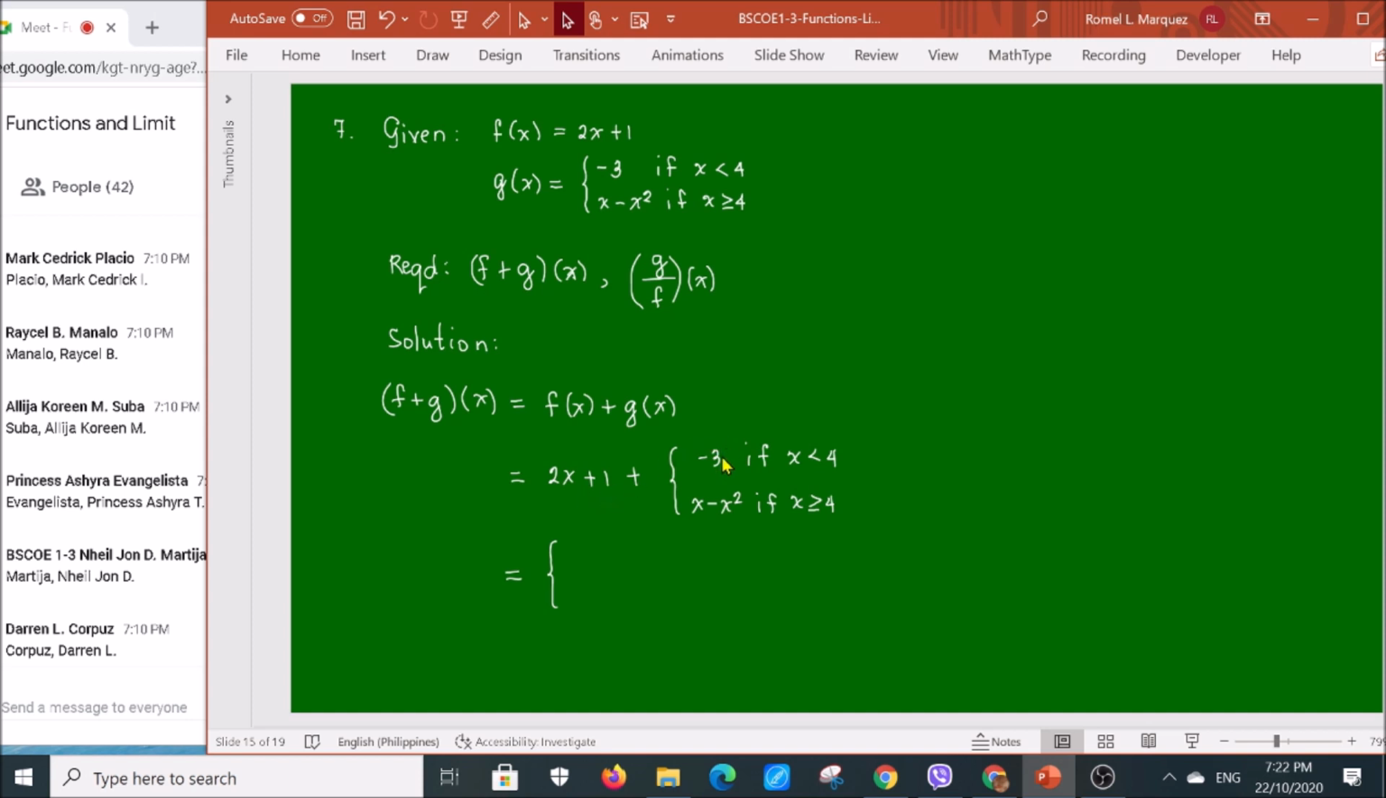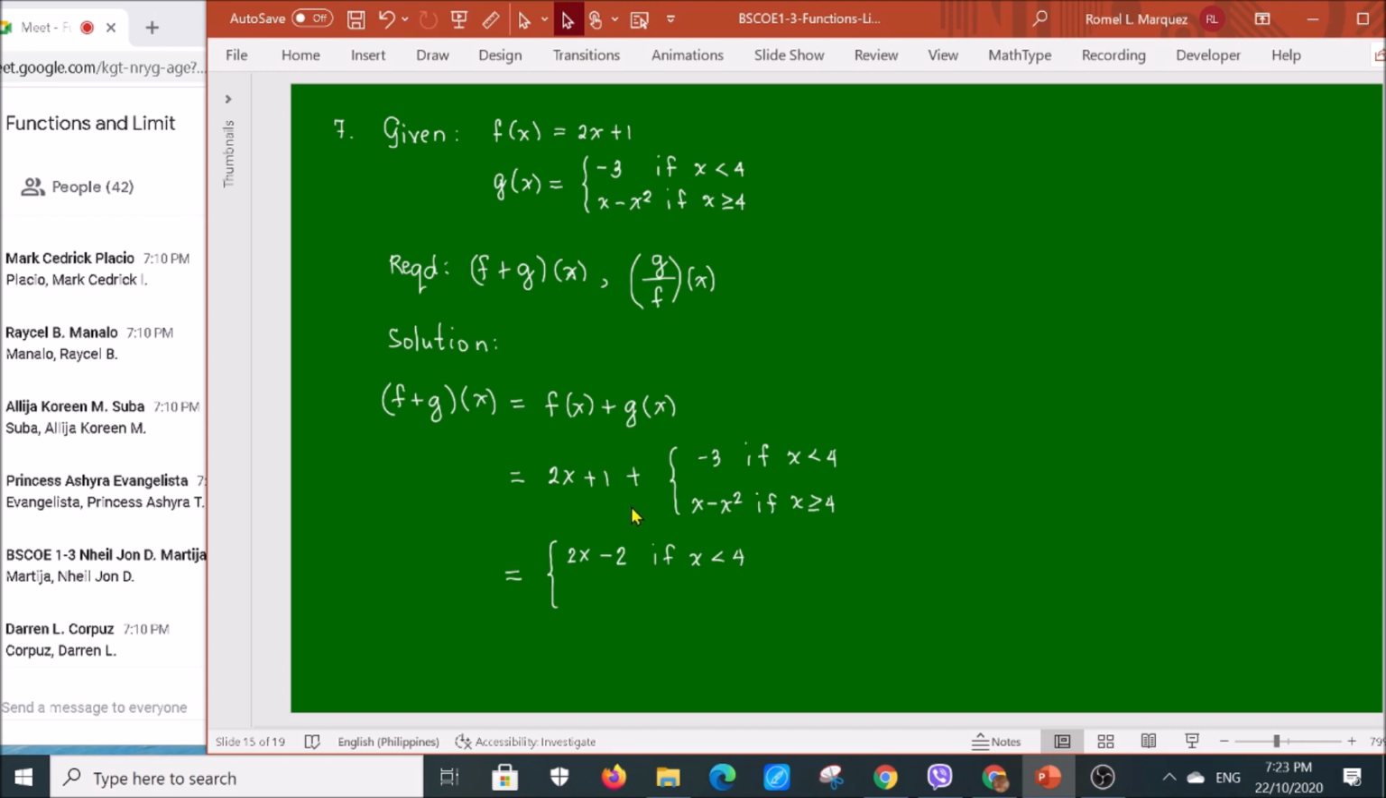So, 2x plus negative 3. Because there is no restriction for 2x plus 1, it means it can go with the less than 4, it can go with the greater than or equal to 4. So, when x is less than 4, we have 2x plus 1 plus negative 3. So, we get 2x minus 2. So, that is if x is what? If x is less than 4. What about if x is greater than or equal to 4?